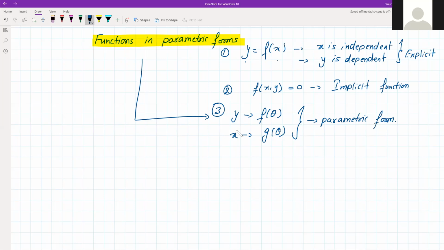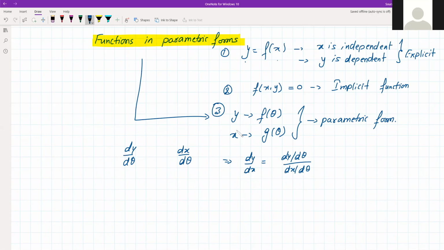And it is actually very easy to find the differentiation for this. We know that y depends on theta, so if theta changes, y will change. So you find dy by d theta, and dx by d theta. And what do you have to find? You have to find dy by dx. So in that case, you divide them: dy by d theta divided by dx by d theta.